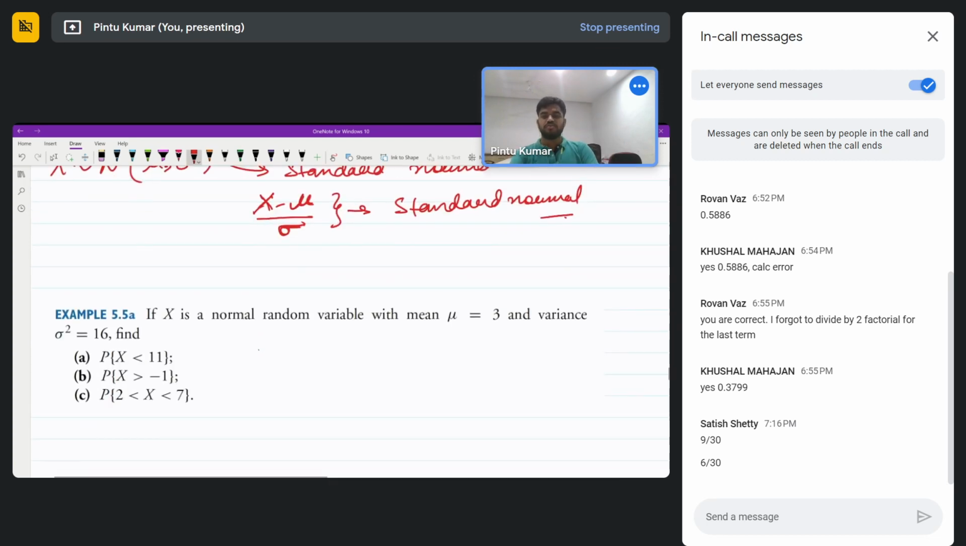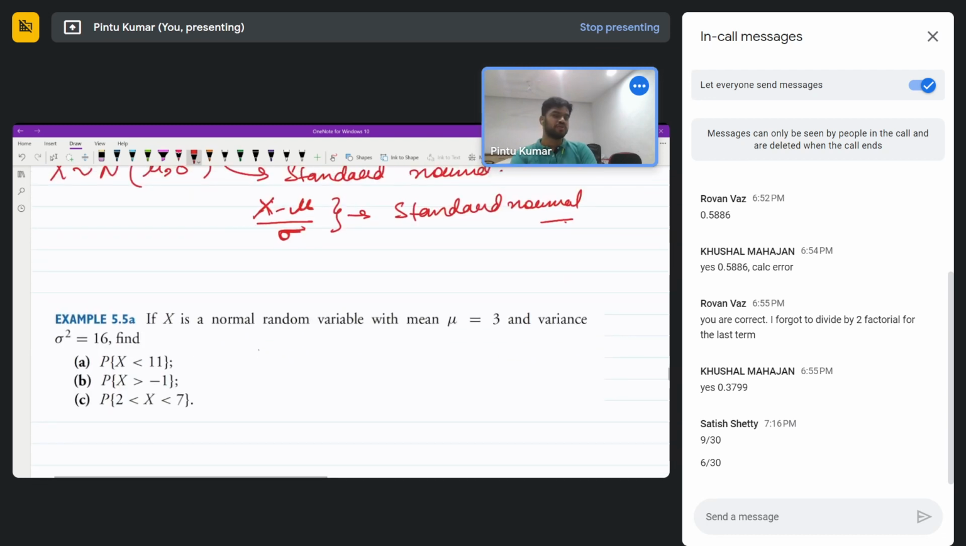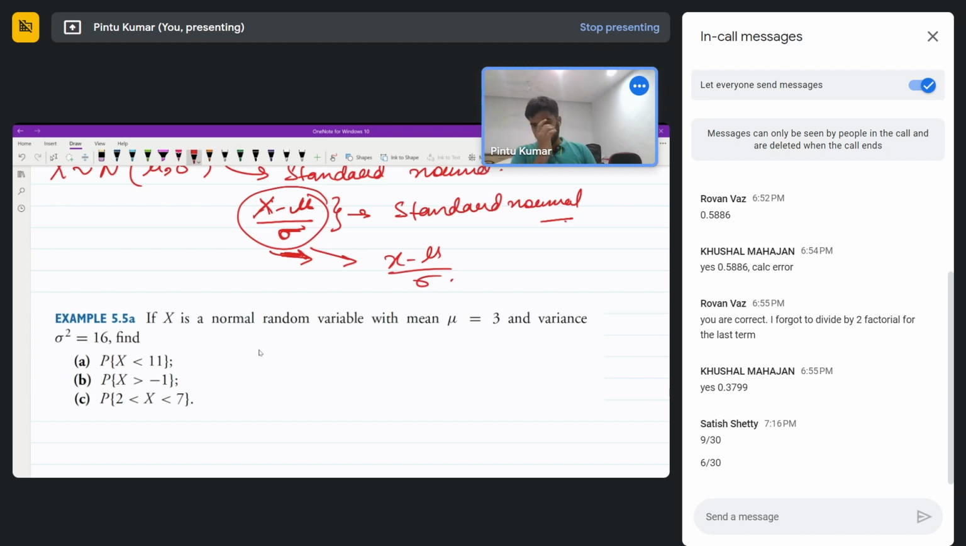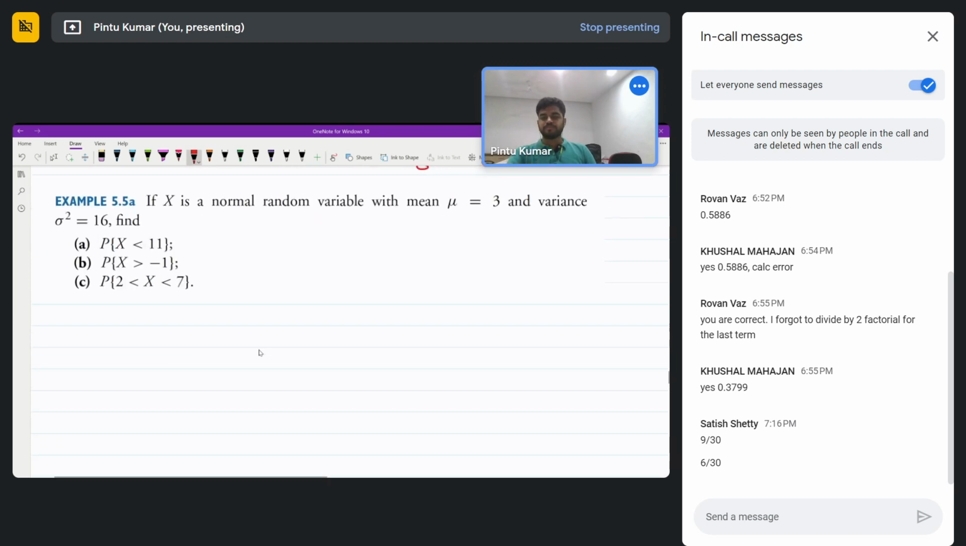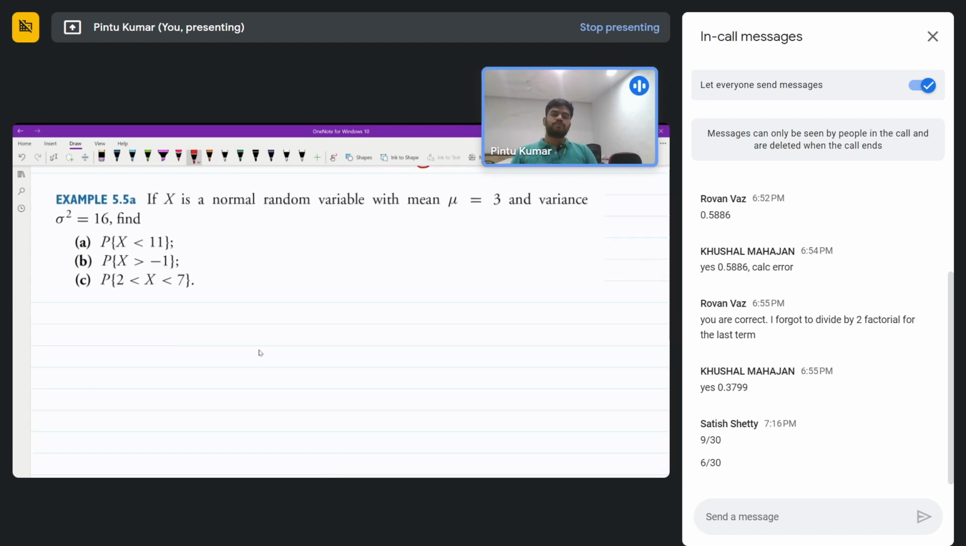So this was a small thing, as there is a question related to standard normal distribution, normal distribution being converted to standard normal distribution. You just need to do this transformation, x minus mu by sigma. The standard normal distribution becomes very important in solving these kinds of questions, and you will encounter this kind of question at many places.